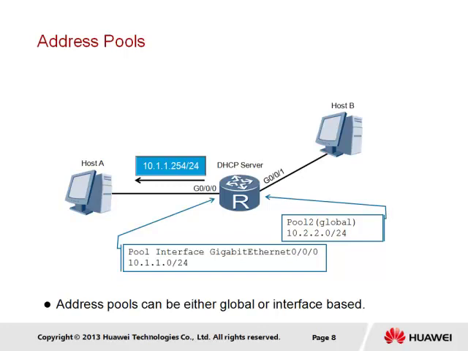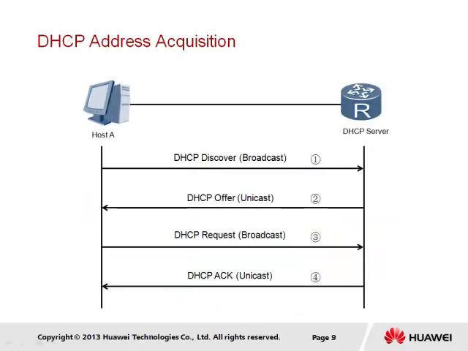Interfaces can be associated with either pool, which is determined by a DHCP select command, in which either the global or interface parameter is selected. We represent here the communication flow of the DHCP client and server in order to achieve the allocation of IP addresses. This begins with the DHCP discover message that is broadcast by the client to discover a DHCP server that is capable of allocating an address.